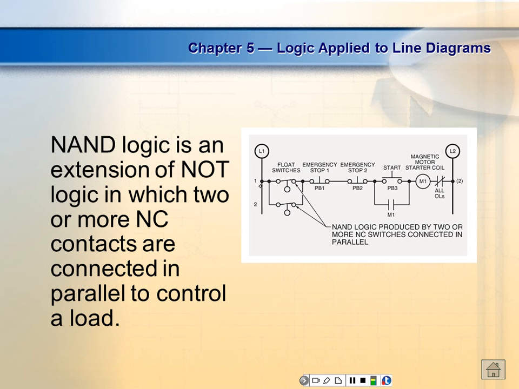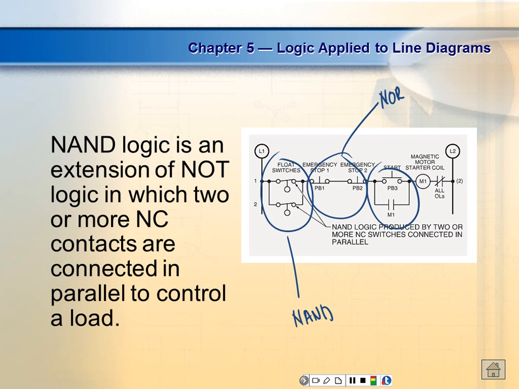So this guy right here, that section right there is a NAND. This section right here is a NOR. This section right here is an OR. This guy right here is a NOT. Everything normally closed has an N on it. Normally closed, we use the N letter.